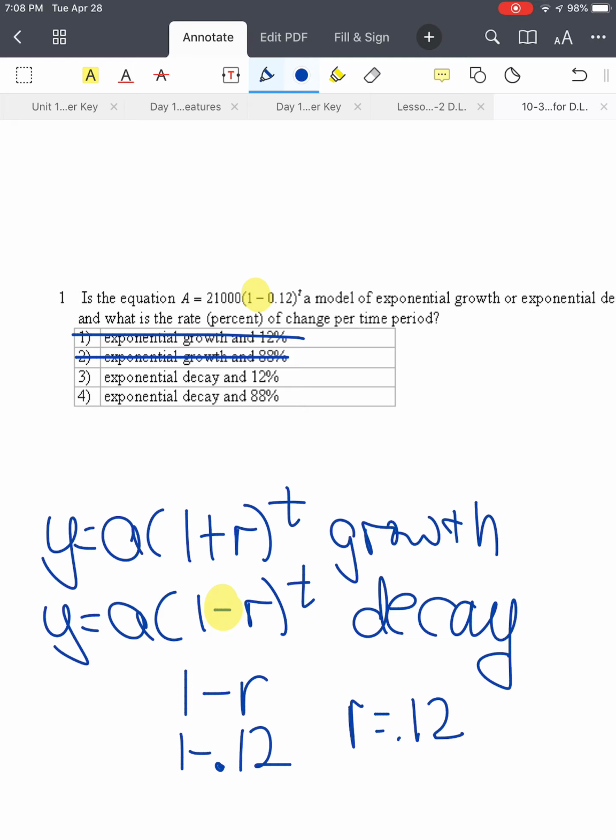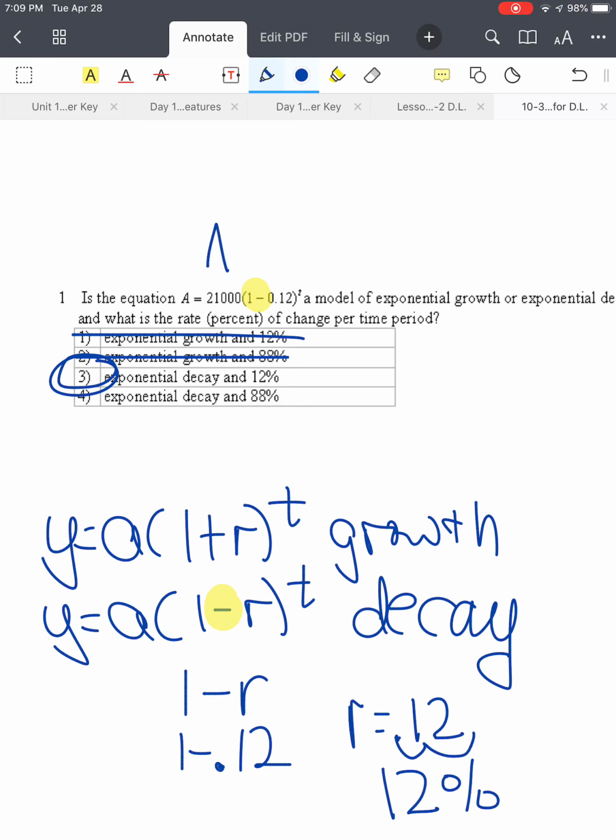How do we get from a decimal to a percent? We move the decimal place over 2 spots, or we multiply it by 100. Either way, that's doing the same thing. So move it over 2 spots, and it's 12%. That's the end of this question.